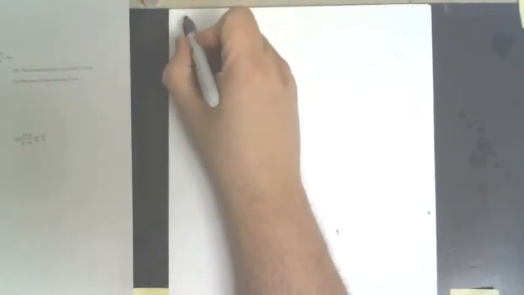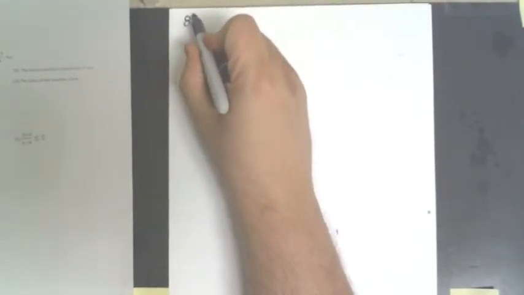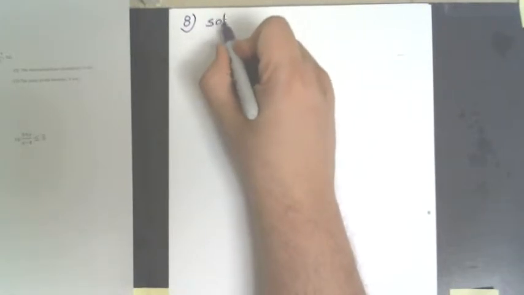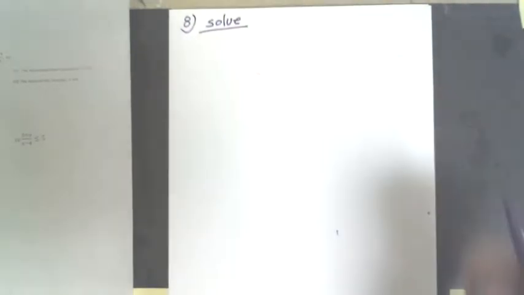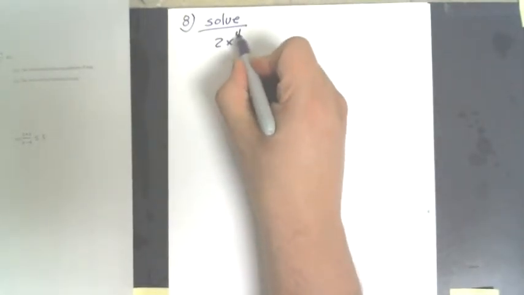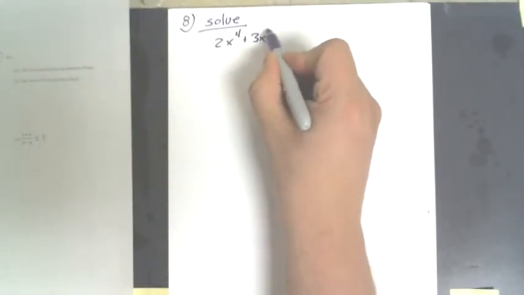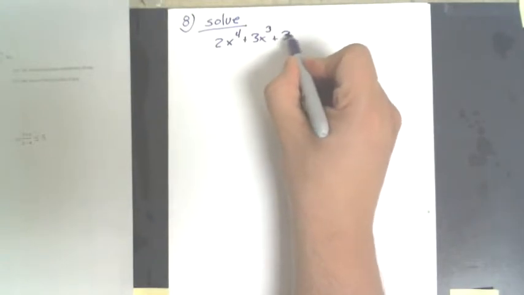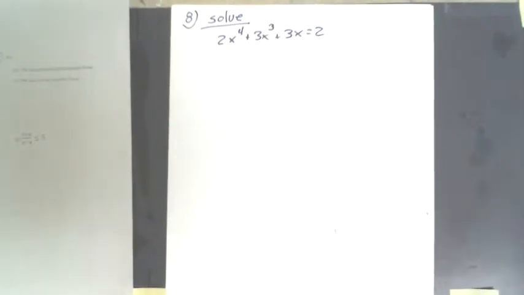Okay, moving right along. Second page, number 8. Solve. Just solve. Good old solve. 2x to the 4th plus 3x to the 3rd plus 3x equals 2.